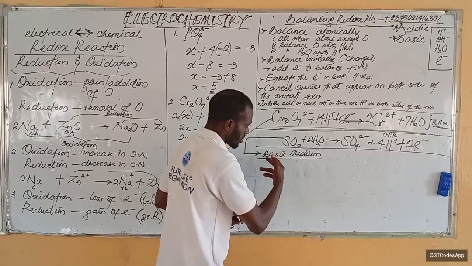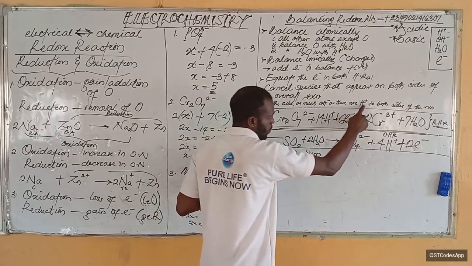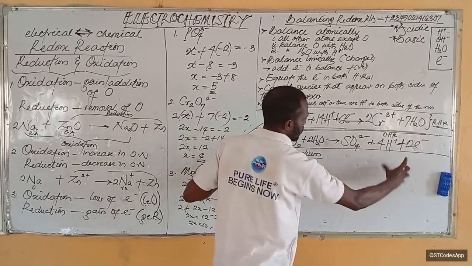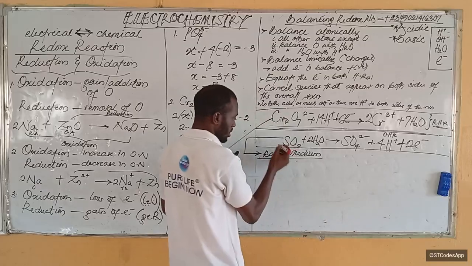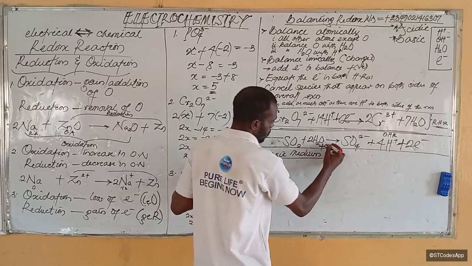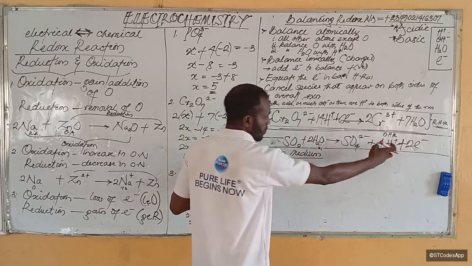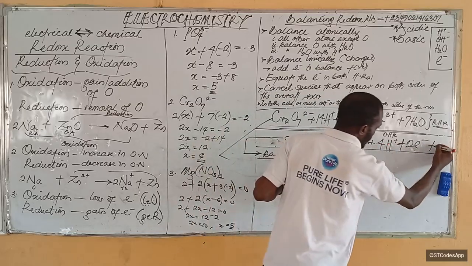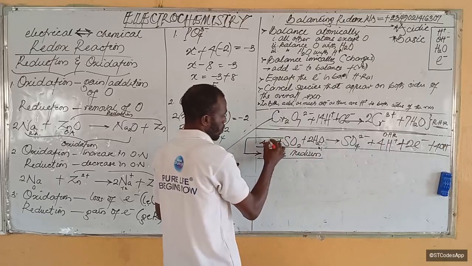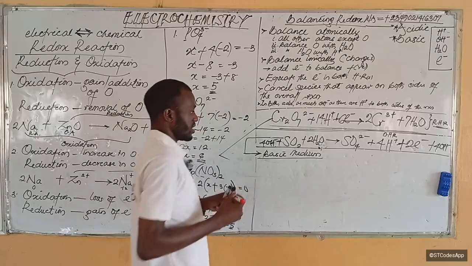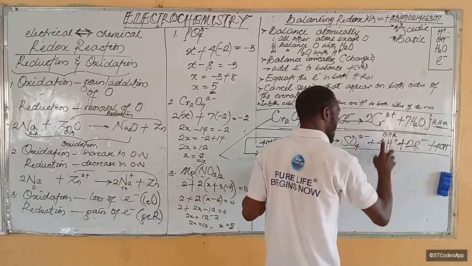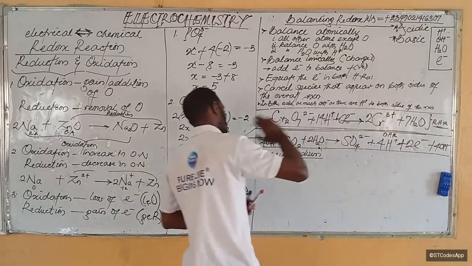Let's go now. So let's balance this in basic. We'll add the number of OH minus equal to the H plus we have. How many H plus do we have in this reaction? 4. So we'll come and add 4OH minus here, and we'll add it to this side too, plus 4OH minus. Is it clear? We add 4OH minus to this side, 4OH minus. If I have 15 here, I will add 15OH minus.